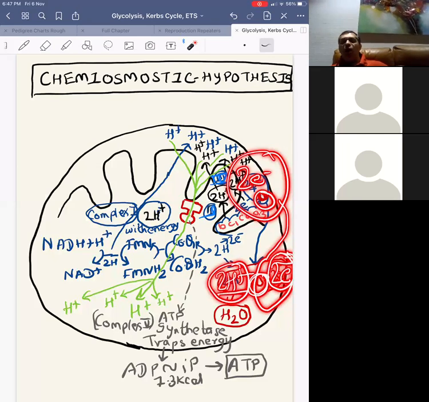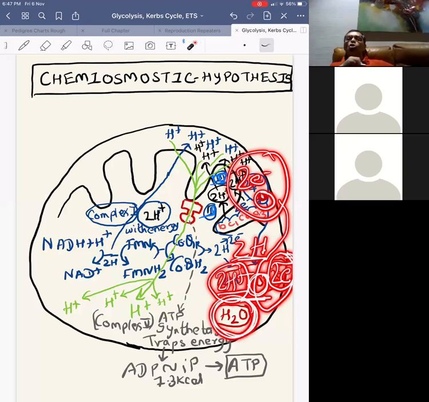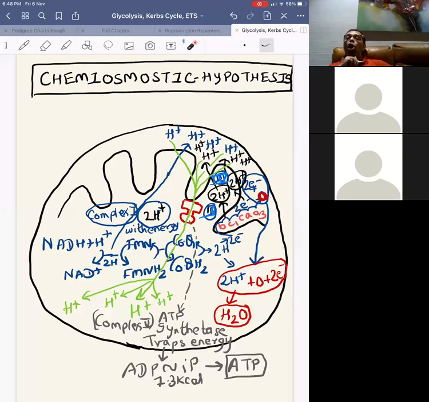Now oxygen with 2 electrons combined with 2 protons. 2 electrons combined with 2 protons, so they become 2H. 2H plus 2 electron minus will become 2H. So it will become stable, and 2H combines with oxygen to form water. That is called terminal oxidation.